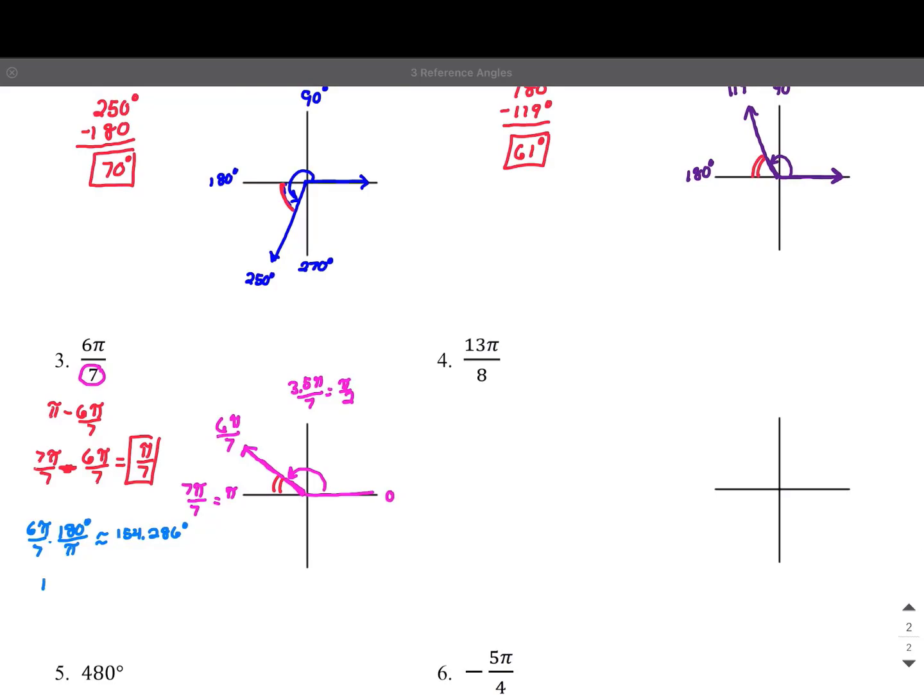Then you would have to take 180 degrees and subtract your 154.286 degrees. That's going to give you 25.714 degrees. That is not your answer. If we give you the angle in radians, you have to give us the reference angle back in radians. So you need to now take 25.714 degrees and multiply it by pi over 180 degrees. And hopefully you're going to come up with pi over 7.